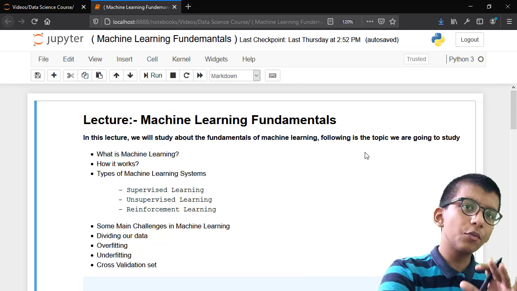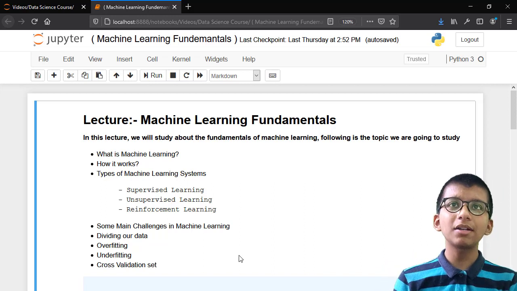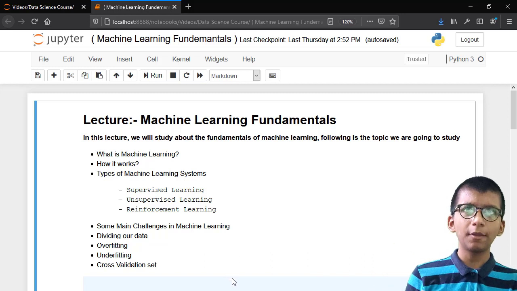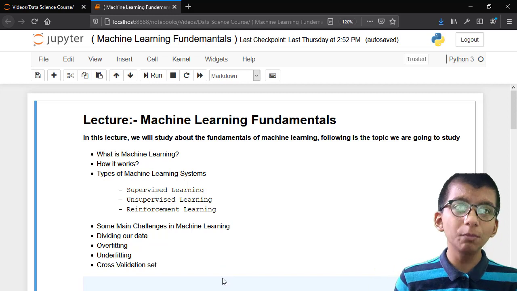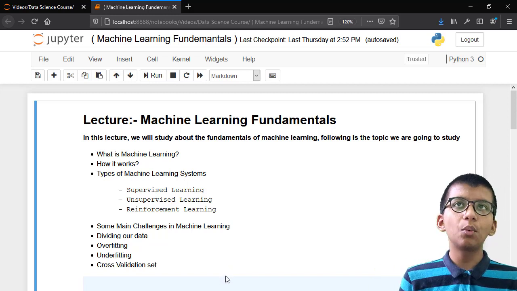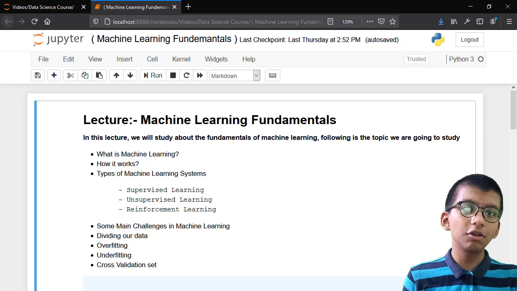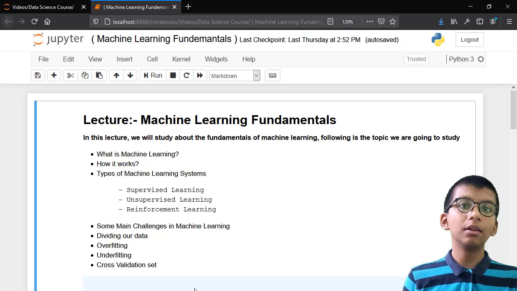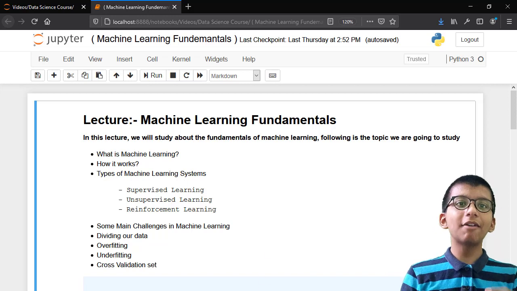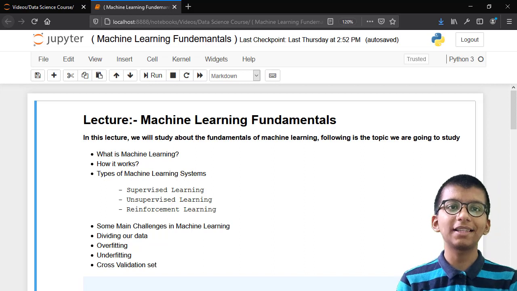So let's take a look at the overview. In this lecture we'll be studying what machine learning actually is. Then we'll talk about how a machine learning system works. Then we'll talk about some of the types of machine learning systems, and that includes supervised learning, unsupervised learning, and reinforcement learning. We'll talk in detail, and then we'll talk about the main challenges you face in machine learning and how we solve them. Then we'll divide our data. We'll talk about overfitting, underfitting, and the development set, or we can say the cross validation set.